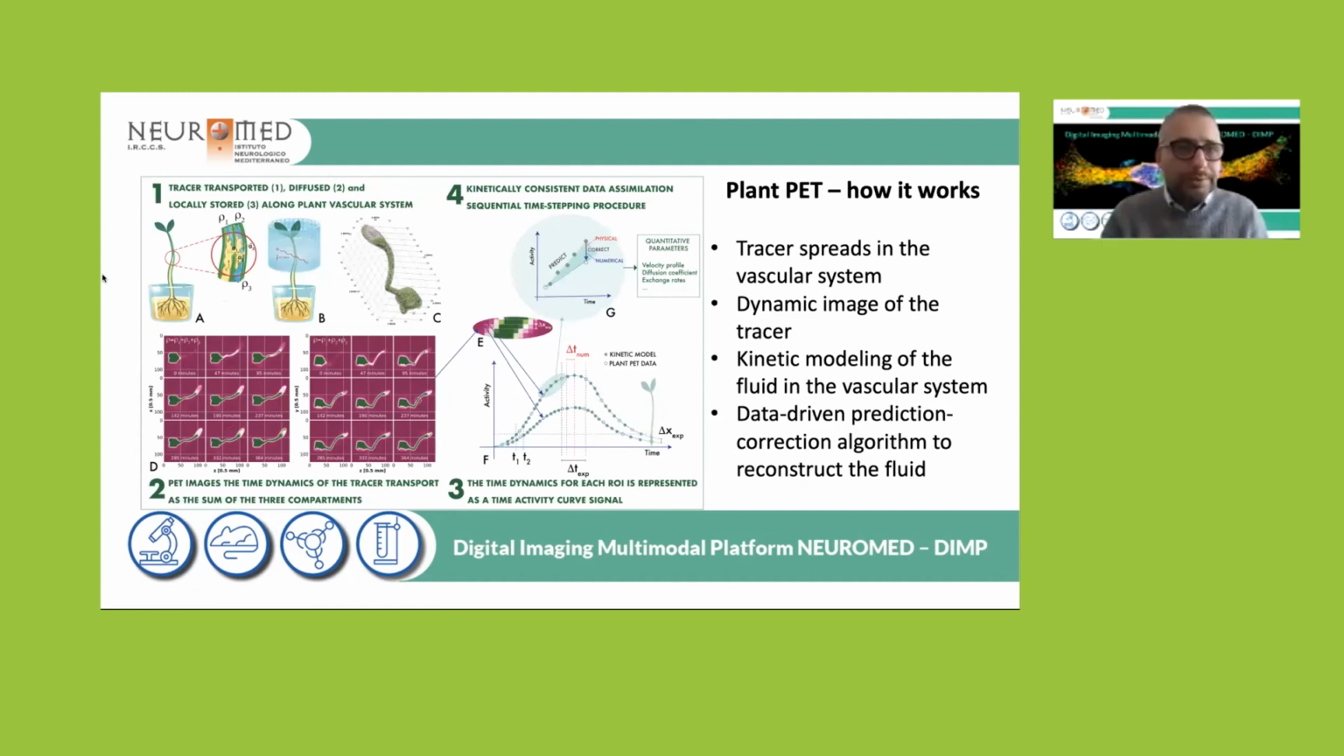How does it work? You have a plant, and the tracer is transported, diffused, and locally stored in the plant. During this movement, we have a plant PET around, so we measure the activity. Of course, it should be dynamic. It's 3D. At the end, you have a very nice 3D image of the plant, but you cannot do anything just looking at a nice 3D image of the plant. The key information is on how, in time, this image is changing.